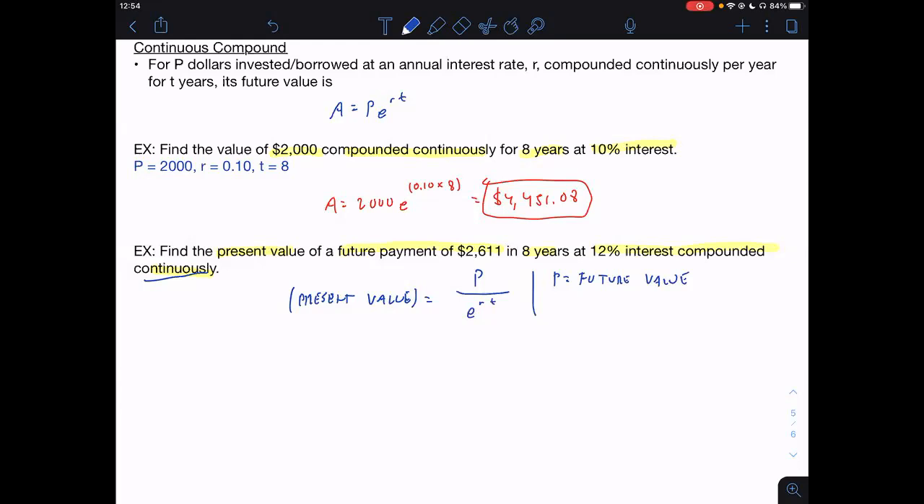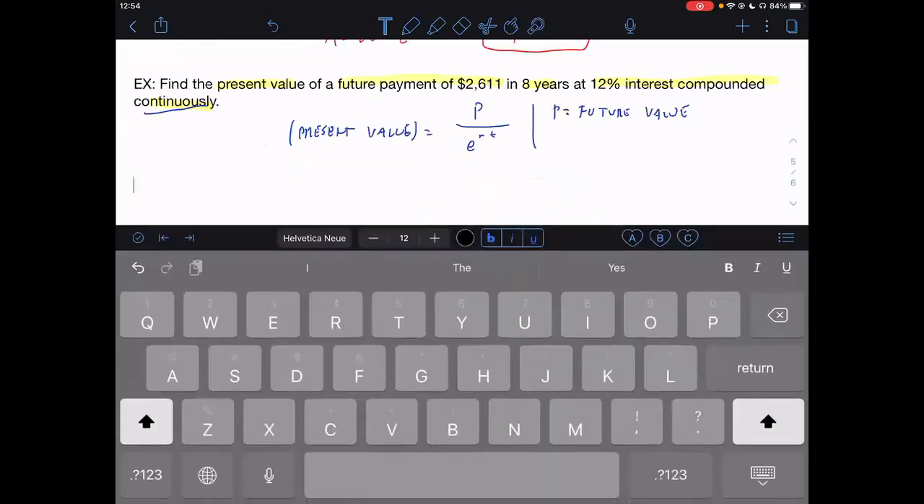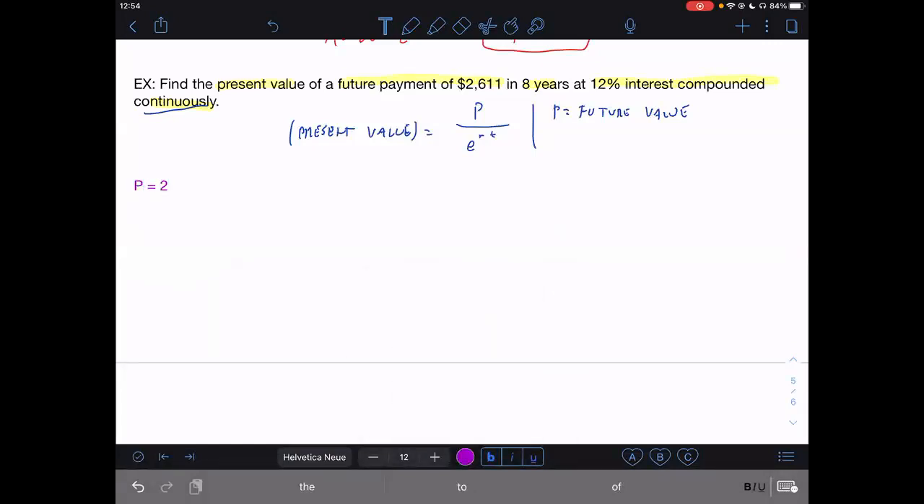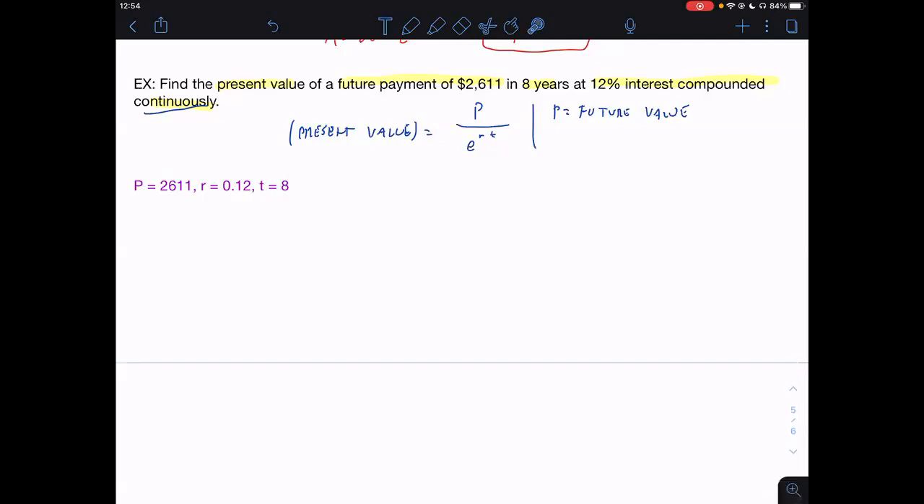Okay. And pretty much, if we want to find the present value, we take our future value and just divide it by our exponential expression from the original equation. Okay, so here, our future value, we want this to grow to $2,611. That's going to be our future payment, our future value. Our interest rate is 0.12, and this is going to be the growth of the future payment in 8 years. So T will be 8. And again, we're compounding continuously, which means we're going to be using the natural number E.